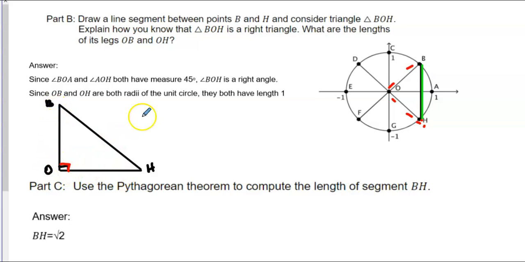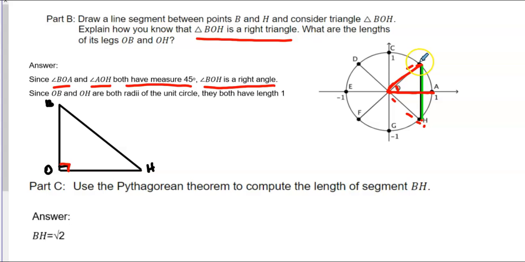Now, explain how you know that triangle BOH is a right triangle. And the answer is, since BOA and AOH both have 45 degree measures, BOH is a right triangle. When you look at this, BOA, when you go this way, BOA, this is 45 degrees.